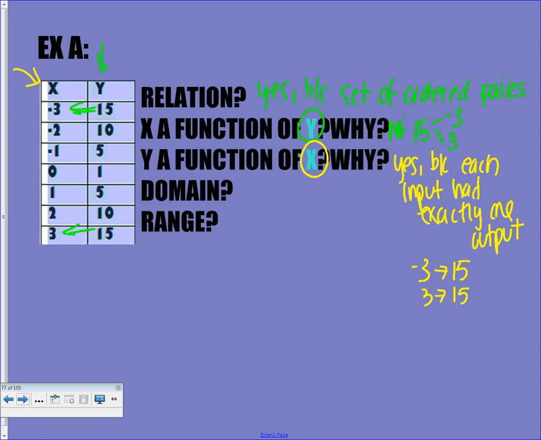Now we're going to talk about domain and range. Domain is independent, so that's the x. In my x's, I'm just going to list them: -3, -2, -1, 0, 1, 2, 3. So you list them in the brackets in increasing order. The range is the y's. So in my brackets in increasing order: 1, 5, 10, 15. Now you're going to notice I did not list them twice, and I listed them in increasing order. That is the accurate way to do it. Do not write them twice.